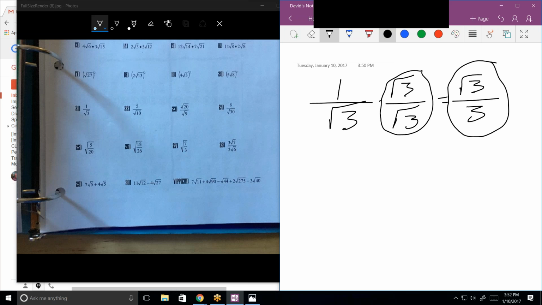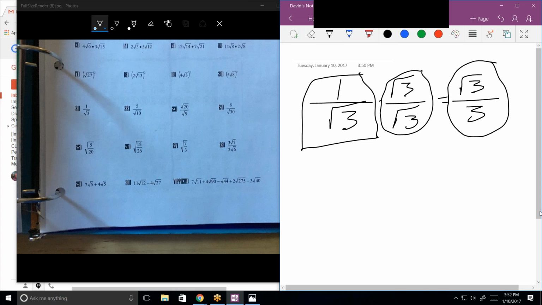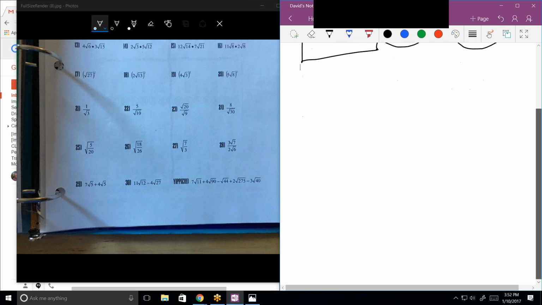Same number. If you put this into your calculator, you'll get exactly the same number as if you put square root of 3 over 3 into your calculator. The thing is, on the one on the right I'm dividing by a rational number, and that's okay. I don't care if I have an irrational numerator. That's fine to have an irrational numerator. Just don't want irrational denominators. So the next one, 5 over root 10.